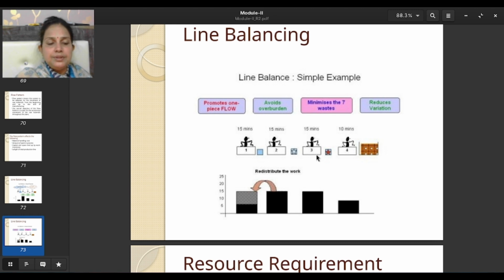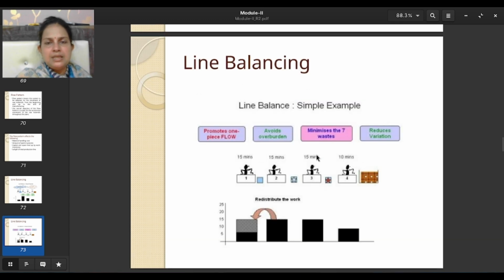So why do we use the line balancing method? We use line balancing to equalize the workload among the operators. We try to divide equal workload among the workers or the operators who are working in different workstations. Mainly, line balancing is very important in the case of an assembly line, because in an assembly line, one workstation is dependent on the other workstation.